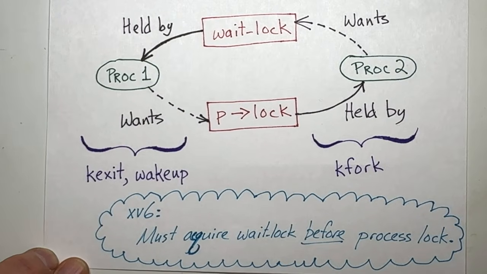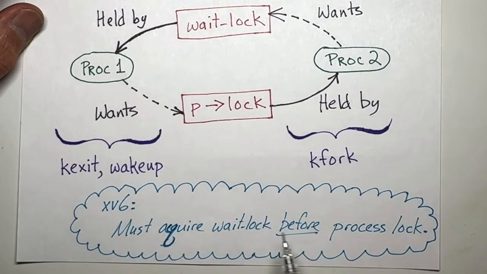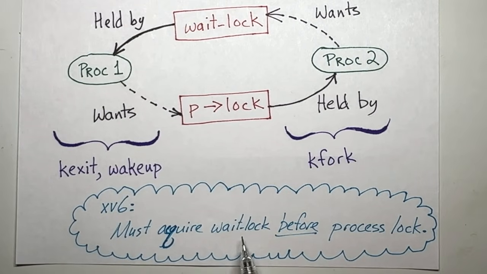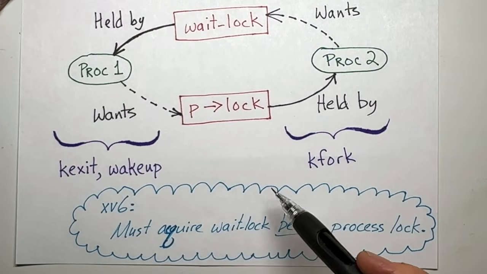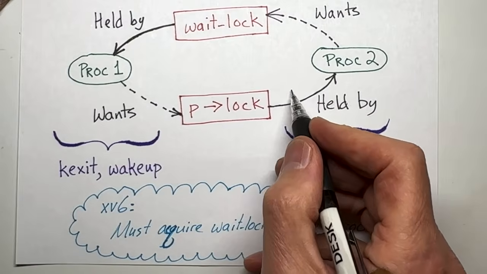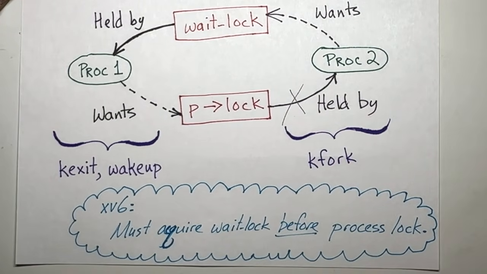To prevent deadlock in xv6, we impose an order on all locks and always make sure to acquire locks while respecting this order. In xv6, we must always acquire waitLock before any process lock. We are not allowed to acquire a process lock and then acquire waitLock. That's why we must temporarily release the process lock before we acquire waitLock in order to update the parent pointer.